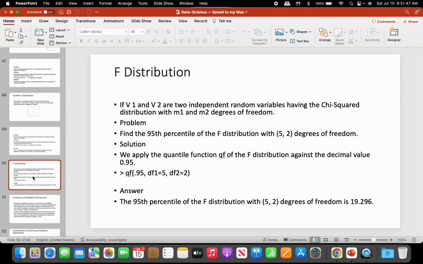Then the next type would be the F distribution, where you want to calculate the distribution on two random variables which follow the chi-square distribution, right? And also, unlike the chi-square distribution, it has two degrees of freedom, m1 and m2.